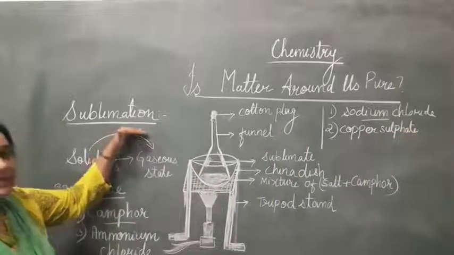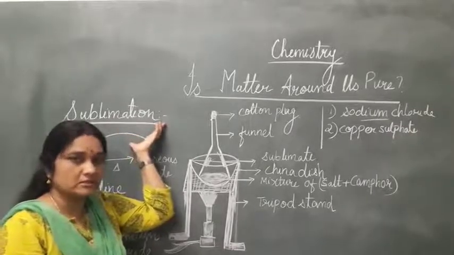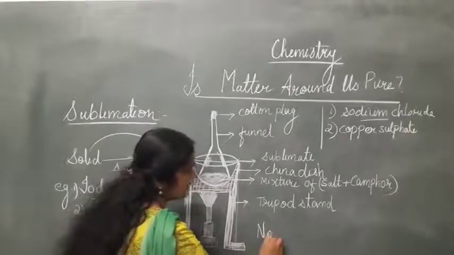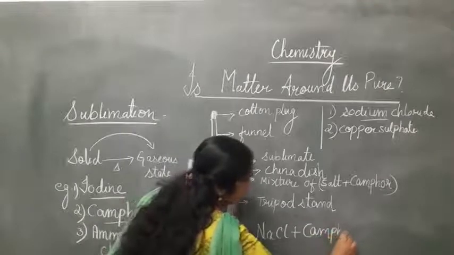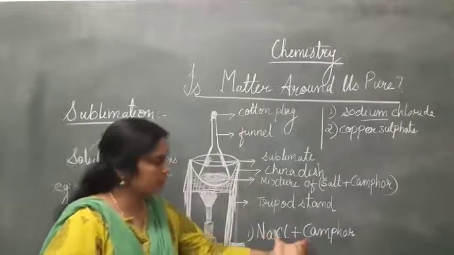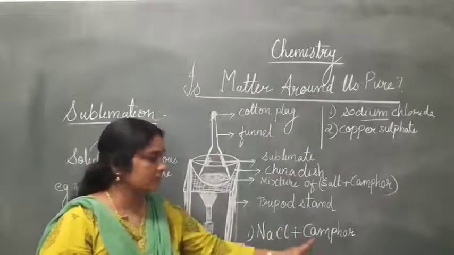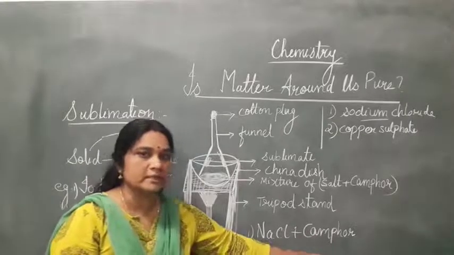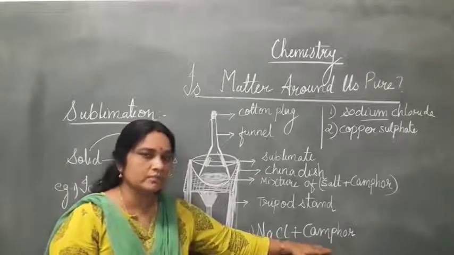Now, the main principle in sublimation: suppose you have a mixture of sodium chloride, NaCl, and camphor. How do you separate it? One is a non-sublimable substance, the other is a sublimable substance. One is non-volatile, the other is volatile. One has a high boiling point, the other has a low melting point.